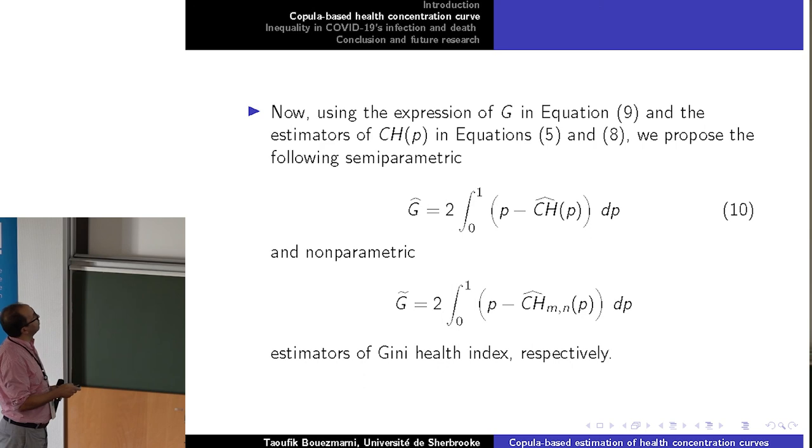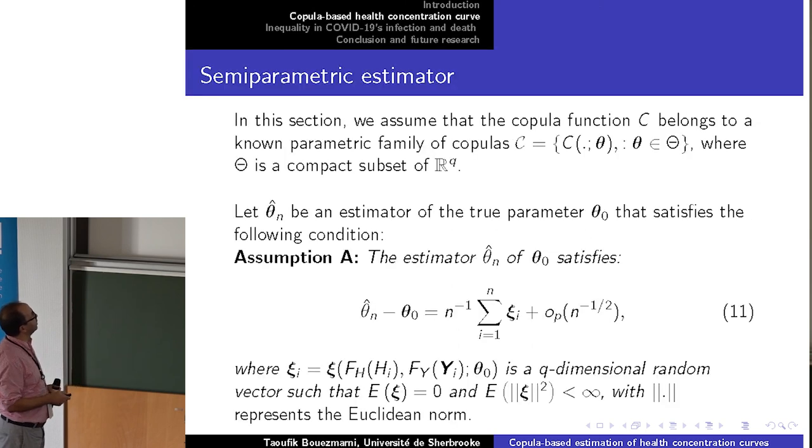So that's it for the Gini index. And then next, we look a bit at the asymptotic properties of these estimators. I'm going to show the results for the CH. We're still working on the index results, but they can be obtained from the ones that we have for the CH.